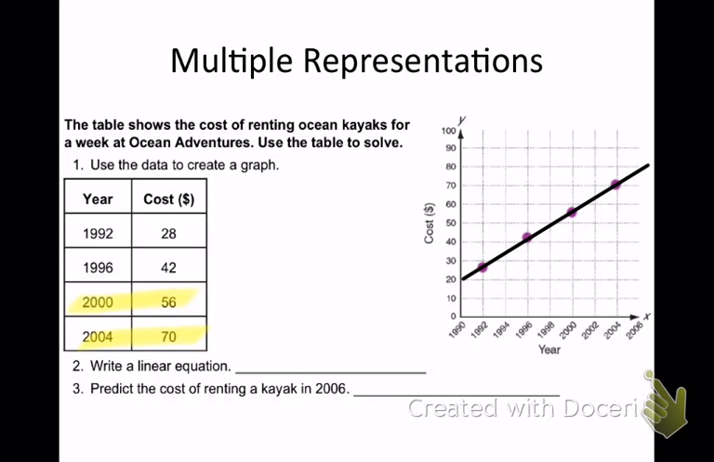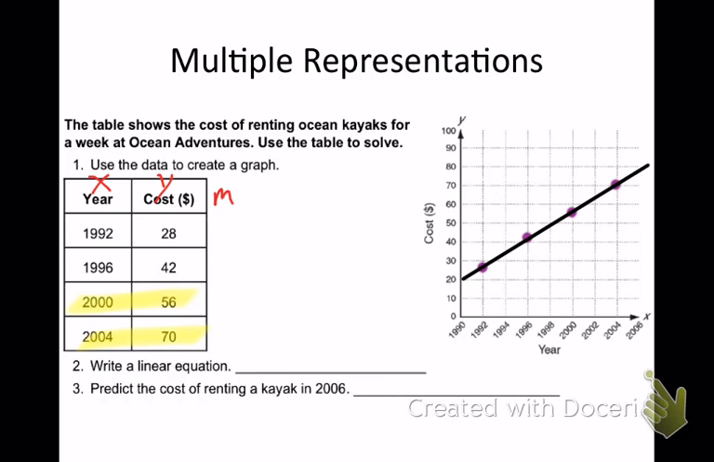The year is my x, and the cost is my y. How do I know that? Because I can just look over here at my axes. All right, so again, if you look over the axes, x, y, you can figure out which ones they are. Okay, now I'm going to write the linear equation, so I'm going to find the slope.